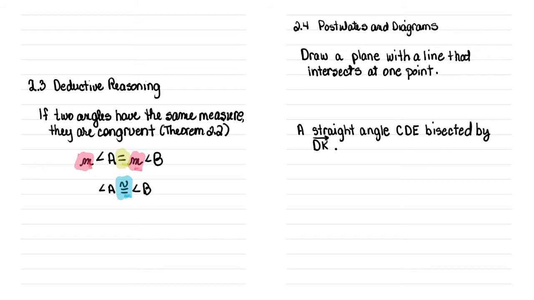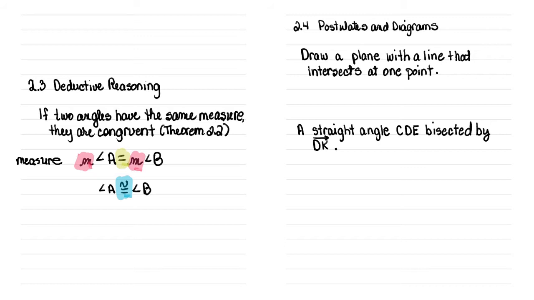Theorem 2.2, the angle congruence theorem. When we're writing our measurements, that is, it has an M in front of the angle here, we're actually talking about measurement, actual size. We always use an equal sign for that. And then when we want to move on to saying that two shapes are the same size, we use the congruence sign.